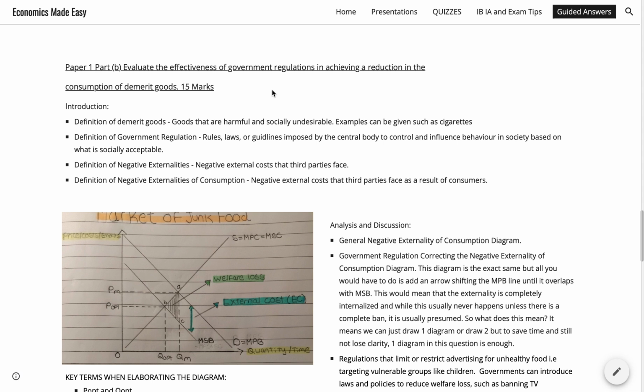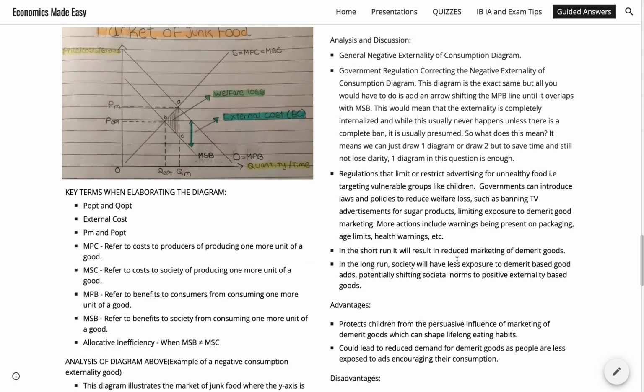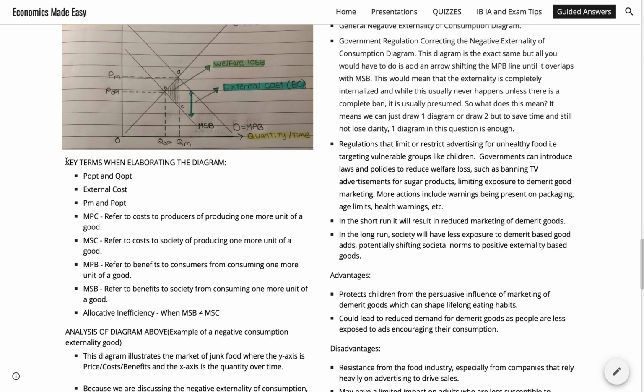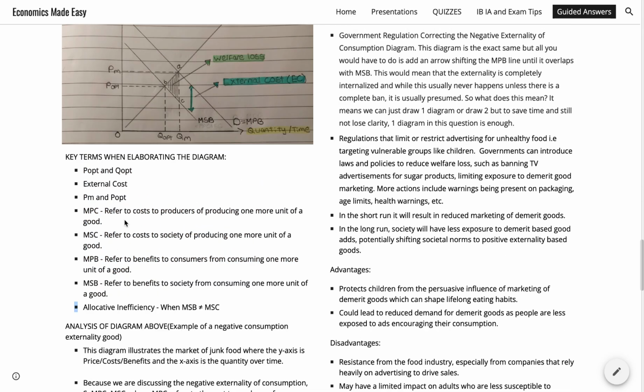Evaluate the effectiveness of government regulations in achieving a reduction in the consumption of demerit goods. So it's definitely a difficult question when you first read it, but if you understand the concept, it's not very difficult. So I have how you would write a nice introduction and then the analysis and discussion. Of course, the key terms when elaborating the diagram, which I definitely emphasize that you guys focus on, as a lot of students tend to mix these parts up, which can be quite costly.